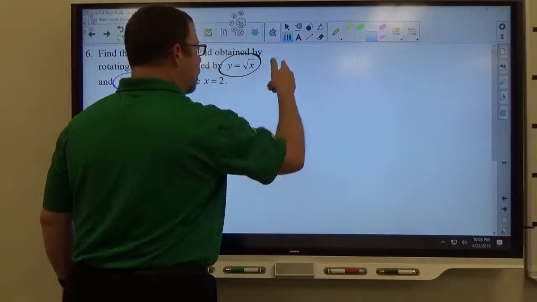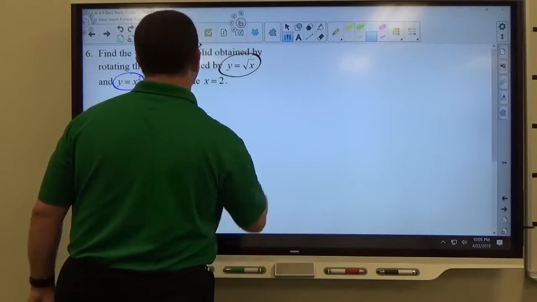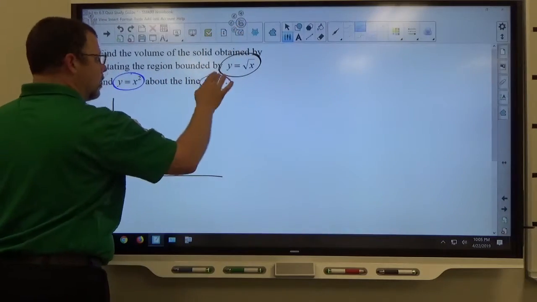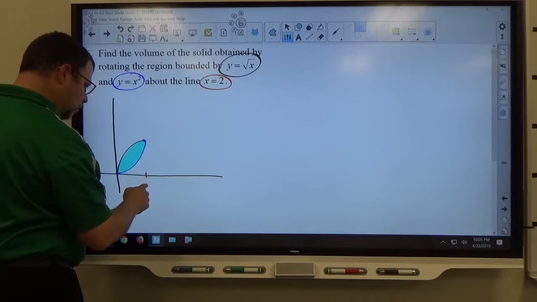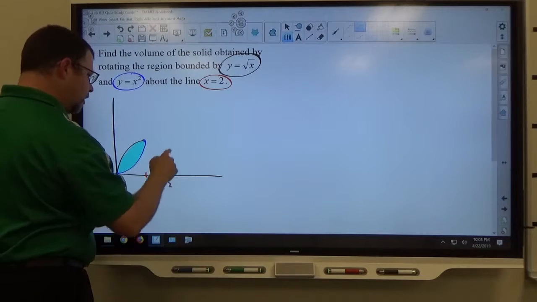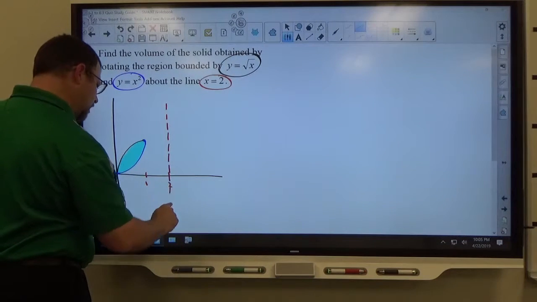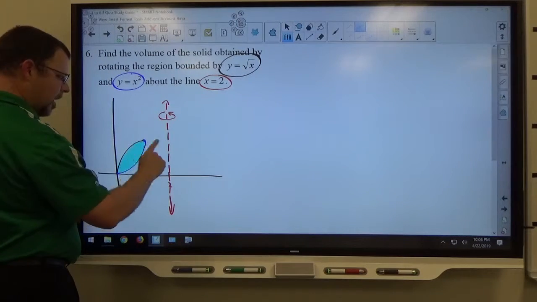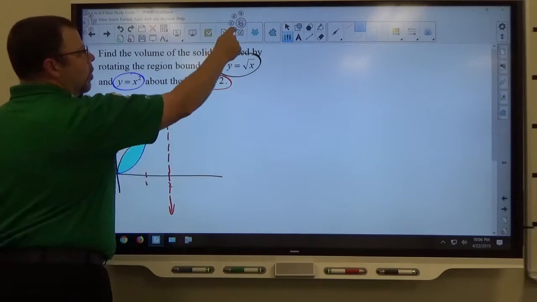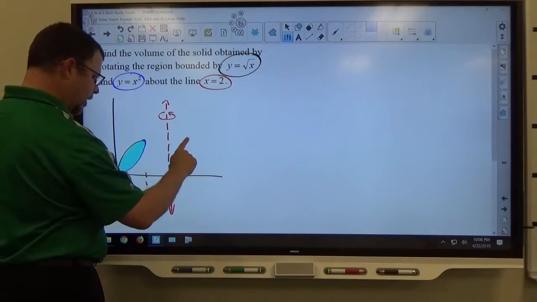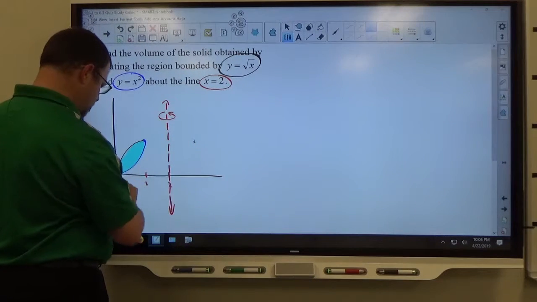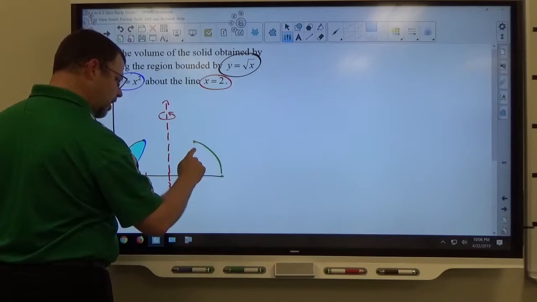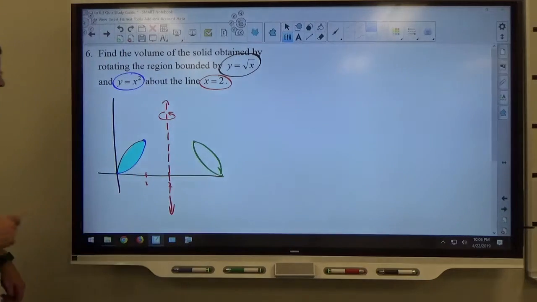The line x equals 2 is the rotational axis here. So if this is x equals 1, x equals 2 would be about here. So if I'm imagining this rotational axis right here, like so, I just need to make the mirror image of this thing over on this side. So 1 away, 1 away, 2 away, 2 away, top of the leaf, bottom of the leaf. It kind of looks like that.